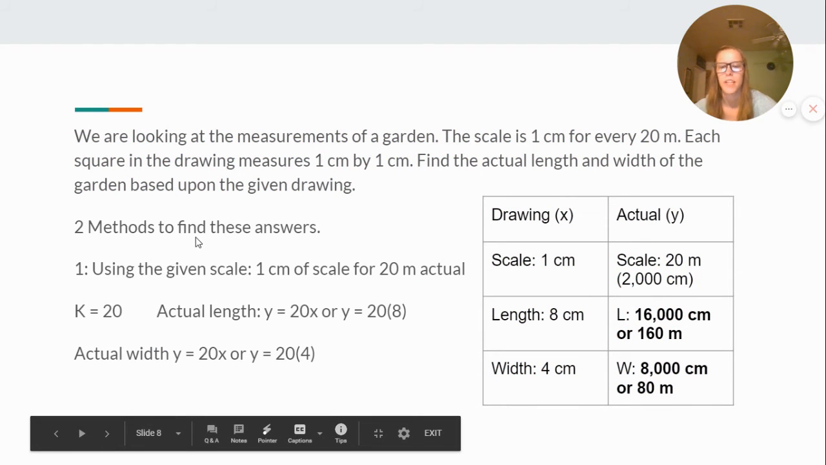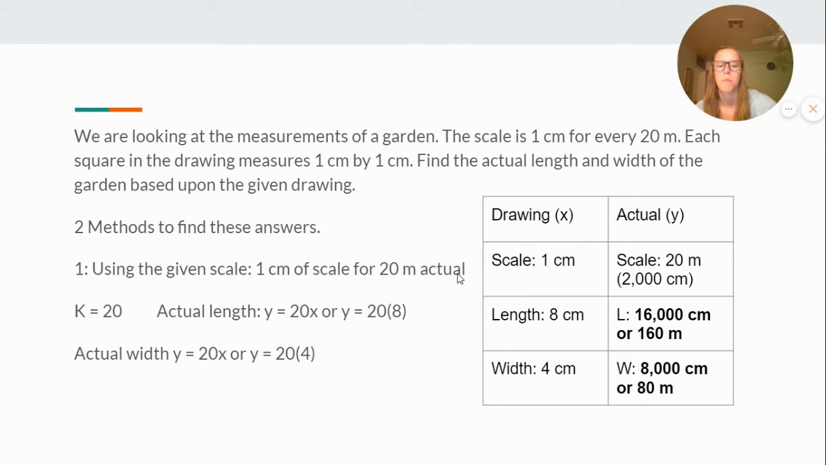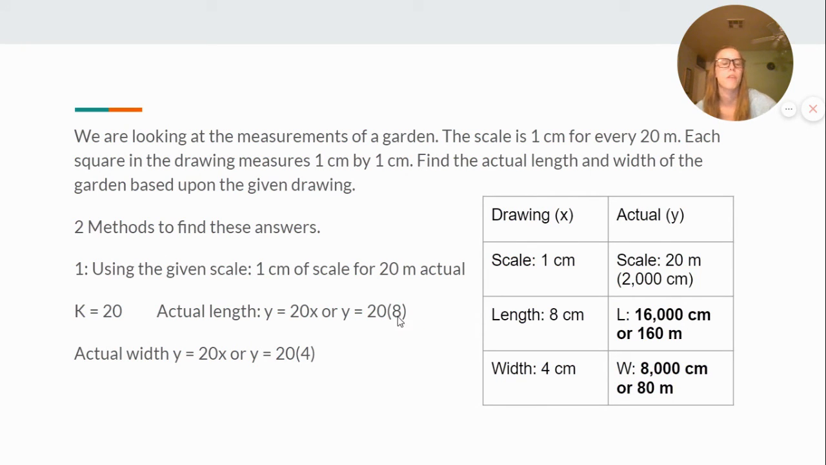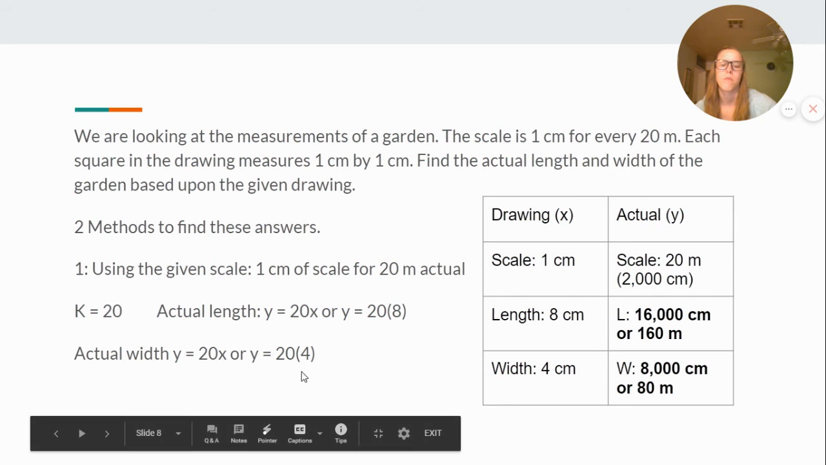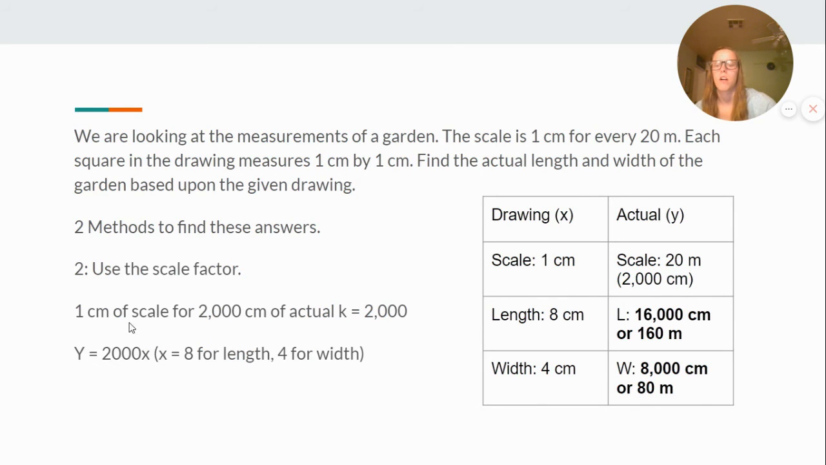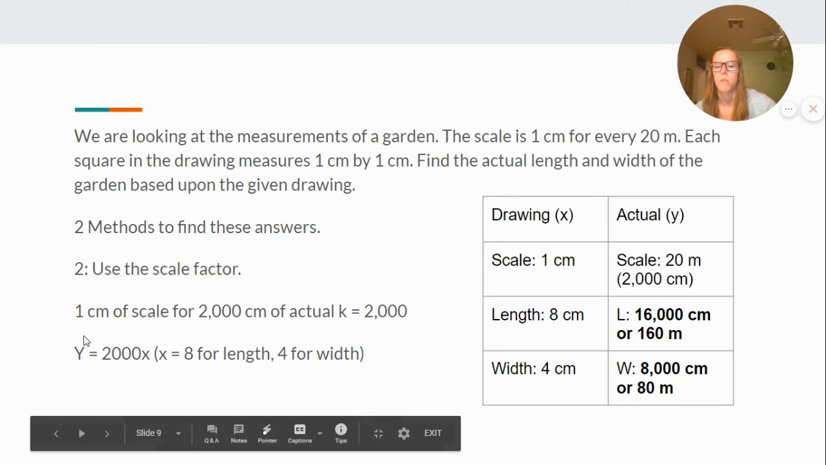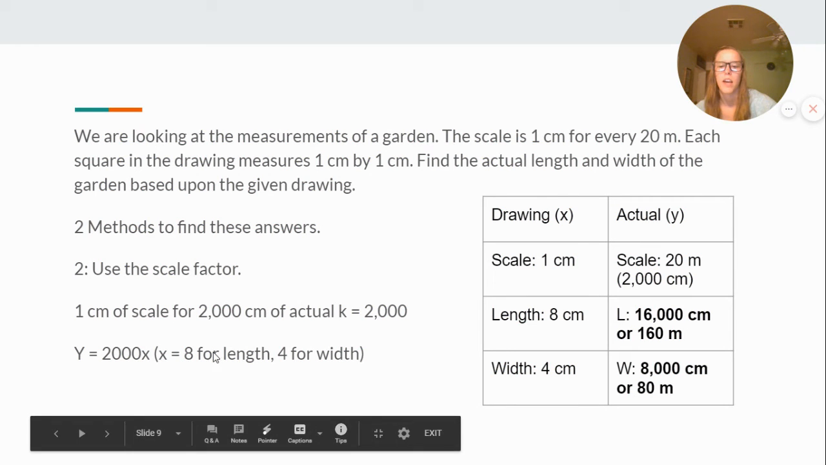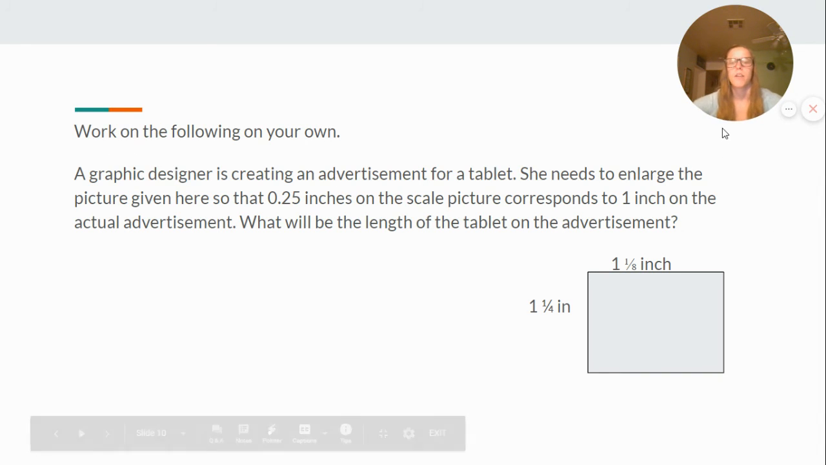So 2 methods to find the answers. One is using the given scale, 1 centimeter of scale for 20 meters actually, so that's what we did. K equals 20, so the actual length, y equals 20x, or y equals 20 times 8 for the length, and then 20 times 4 for the width. Or we can use the scale factor. So 1 centimeter of scale for 2,000 centimeters, so then in this case, k would be 2,000, 2,000x, so 2,000 times 8, 2,000 times 4. Okay? So you're going to work on this one on your own.